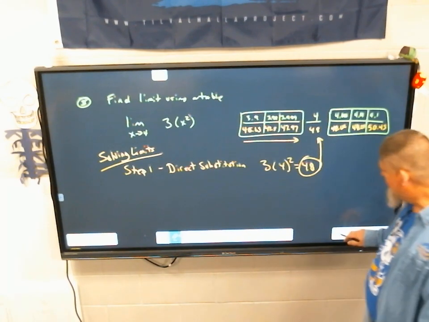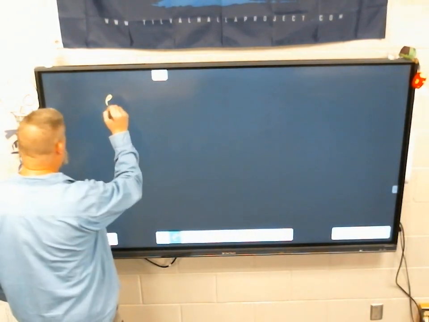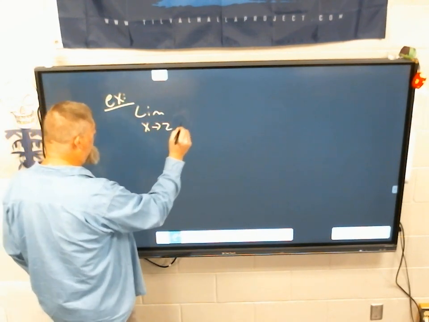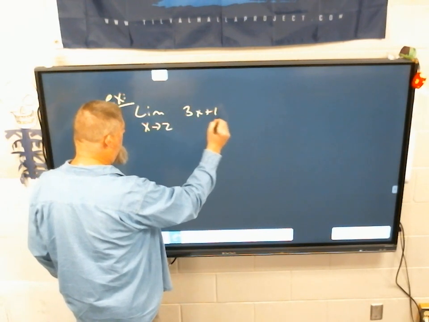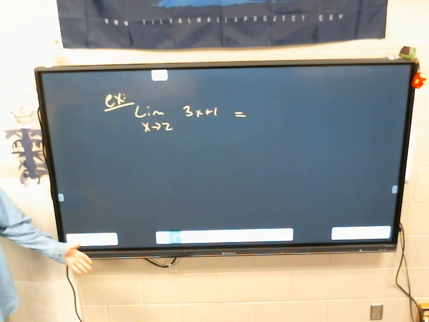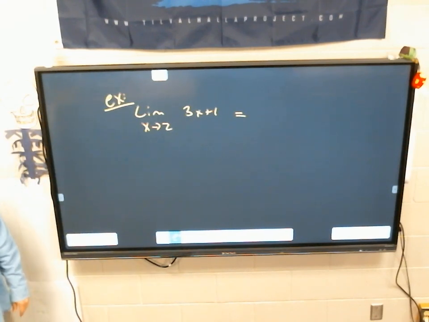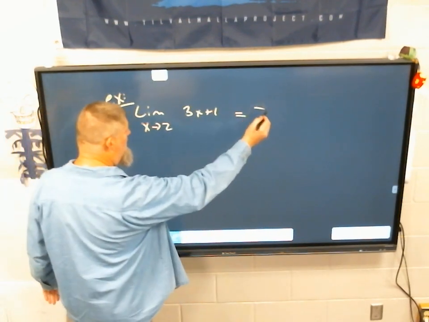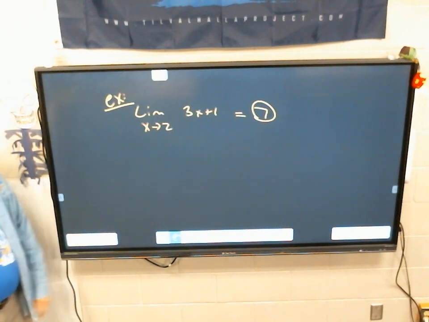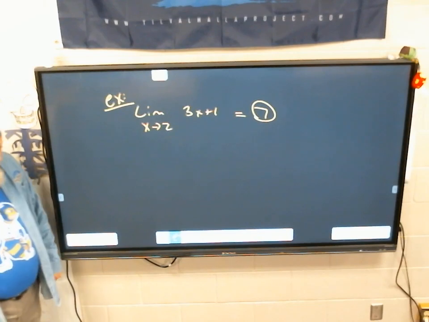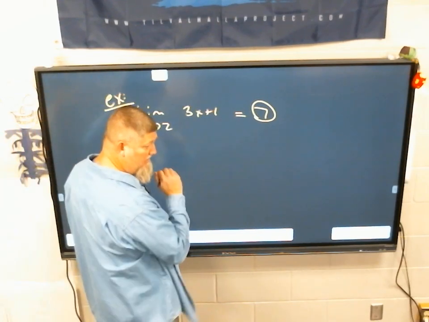Okay? So for instance, if I give you the limit as x approaches 2 of 3x plus 1, is there any no-no there? No, it's just a linear problem, right? Just plug 2 in. What do you get? 7. My answer is just plug it in. The answer is 7. Easiest thing in the world. There is no denominator. The answer is 7.